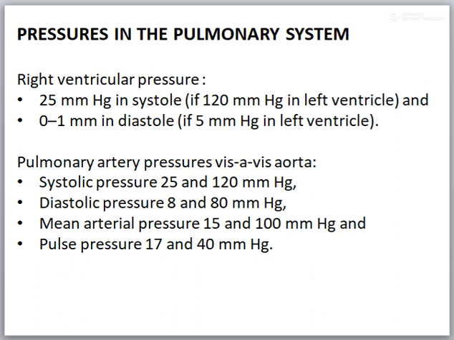Pulmonary artery pressure versus aorta pressure. The systolic pressure is 25 mmHg in the pulmonary artery and 120 mmHg in the aorta. Diastolic pressure is 8 mmHg in the pulmonary artery and 80 mmHg in the aorta. Mean arterial pressure is 15 mmHg in the pulmonary artery and 100 mmHg in the aorta. Pulse pressure is 17 mmHg in the pulmonary artery and 40 mmHg in the aorta.